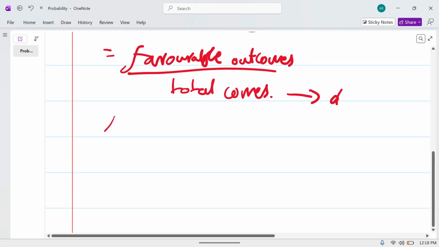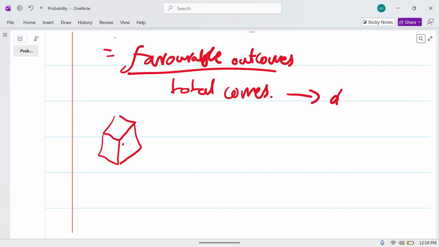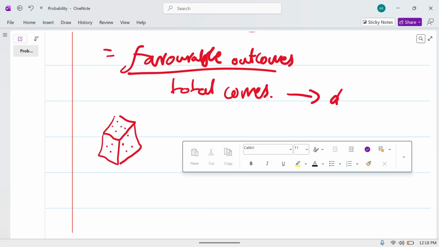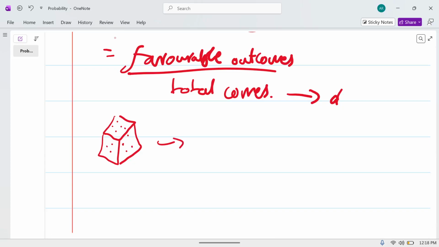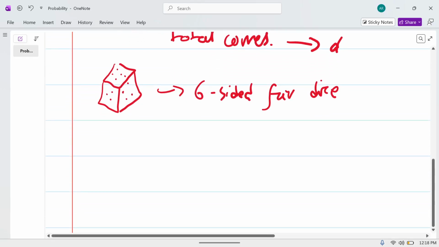Let's say I've got myself a dice, right? I've got myself a dice. 4, 3, 5. This more like looks like a cheese block or something. So it's a six-sided fair dice, right? A six-sided fair dice.